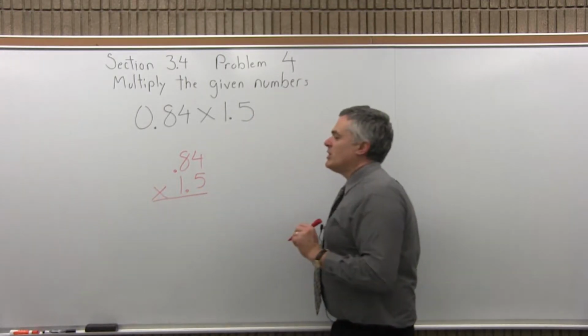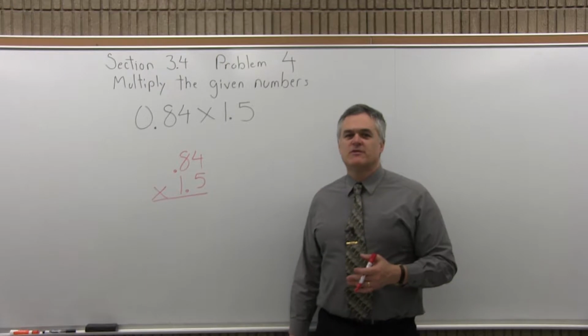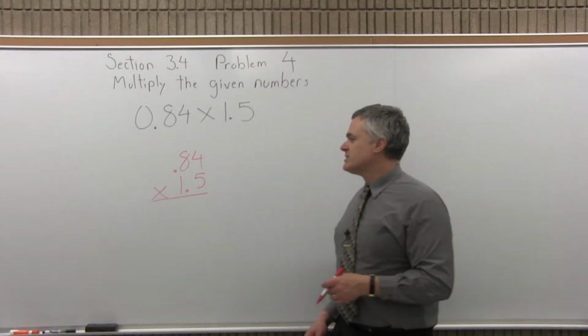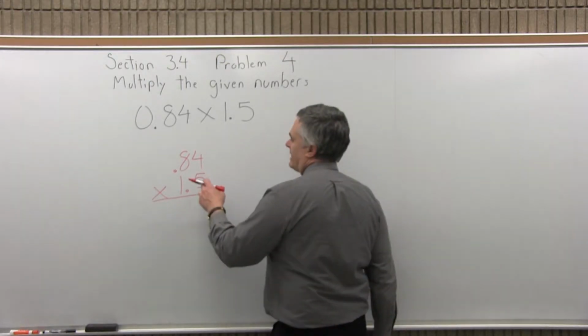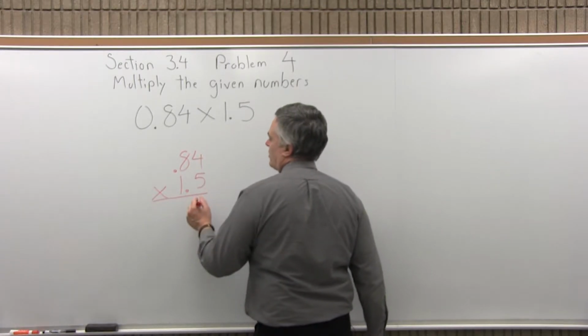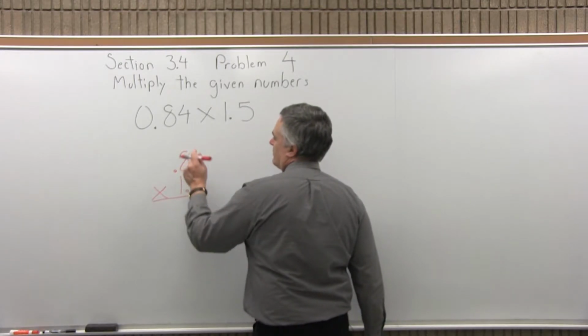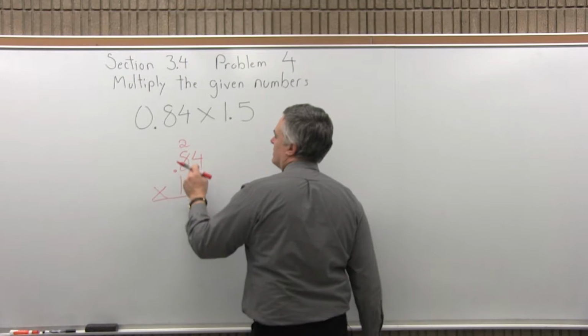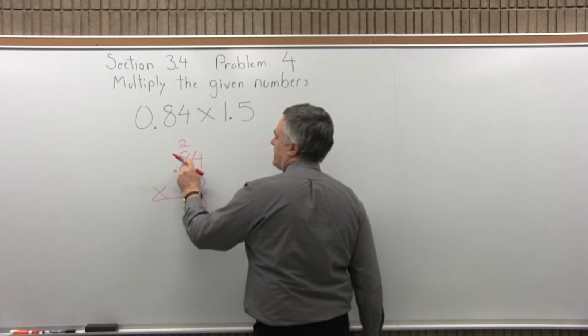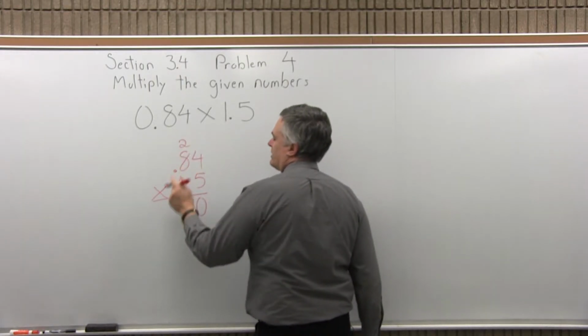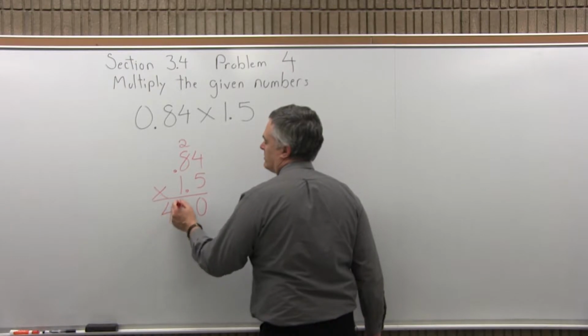I'm going to go ahead and multiply that as if it's just 84 times 15. Just at first, ignore the decimals as if they're not even there. And start multiplying. 5 times 4 is 20. Write the 0, carry the 2. 5 times 8 is 40. 40 plus the 2 more that I carried is 42.